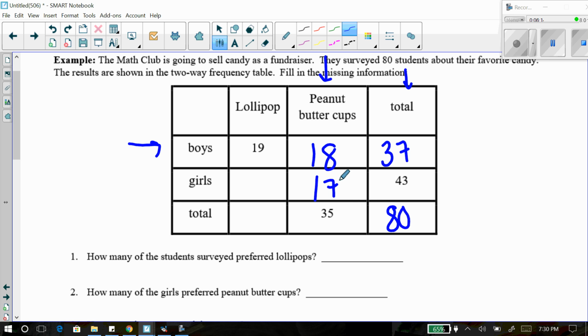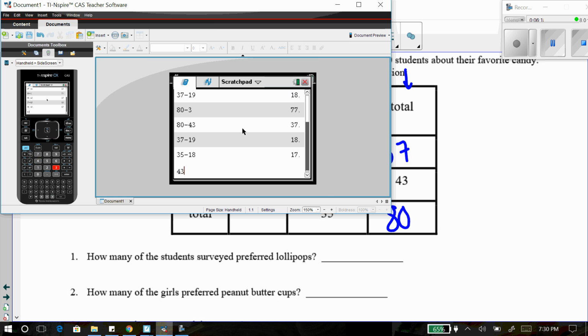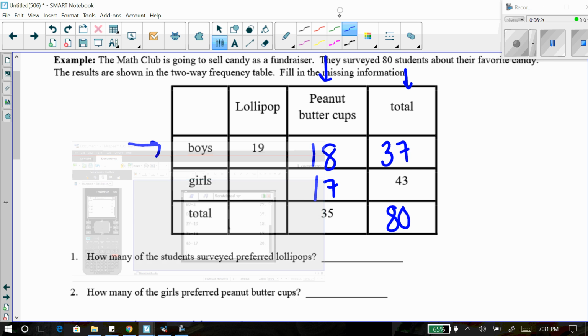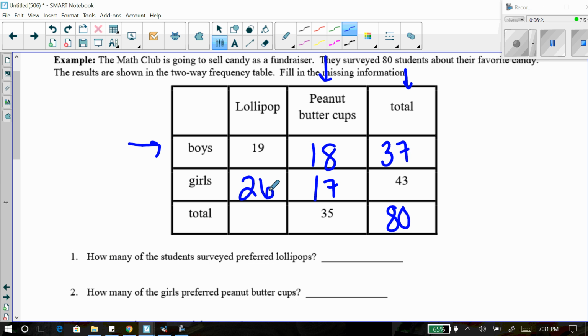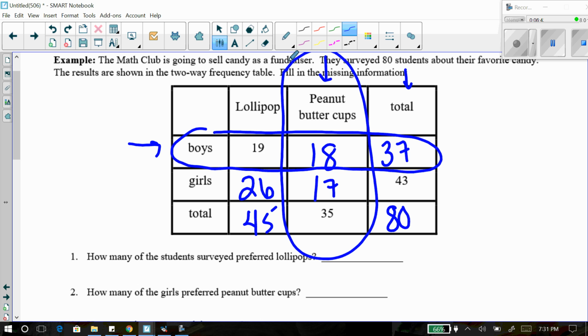All right. We know this row should add to 43. So 43 minus 17 is 26. So that should be a 26. And then that last box is whatever 19 plus 26 is, 45. So again, each row tells you what it should add to, and each column tells you what it should add to.